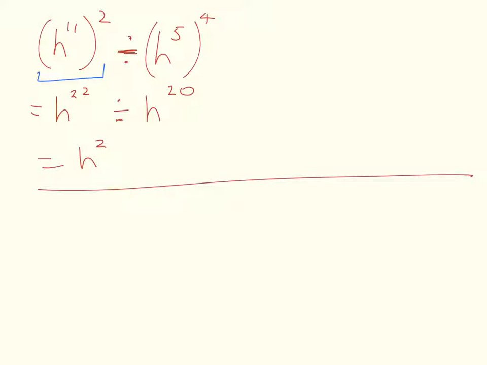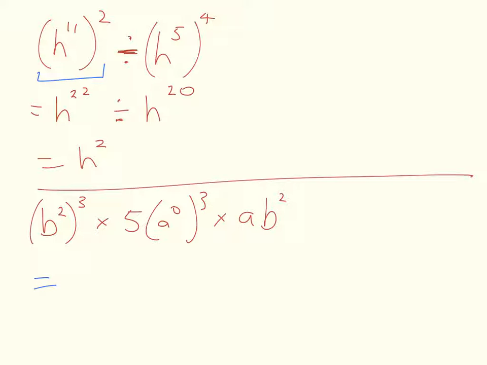One very last one here. I've got b squared cubed multiplied by 5, a to the 0 all cubed times ab squared. Going to just gather all that together. Let's go left to right. So b squared all cubed is b to the power of 6 multiplied by 5. Well, this becomes 1. And 1 to the power of 3 is still 1. So I'm just multiplying by 5. This, as I said, this in here all becomes 1. I'll rewrite it there, 1 to the power of 3. 5 does not have a power of 3, it has a power of 1, multiplied by ab squared.